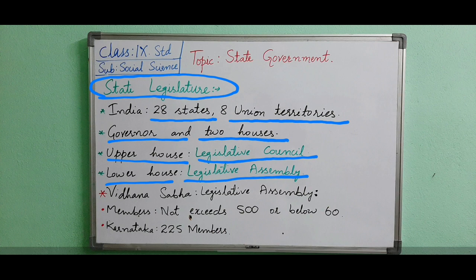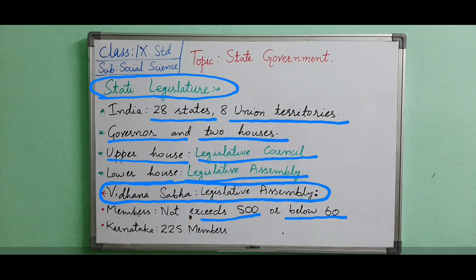First we will see about the Legislative Assembly or Vidhan Sabha. The strength of the Vidhan Sabha depends on the population of the state. The maximum number of seats of any Vidhan Sabha should not exceed 500 or be below 60. The governor can nominate one member from the Anglo-Indian community if he feels that they are not represented properly.